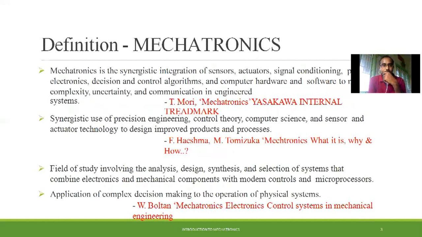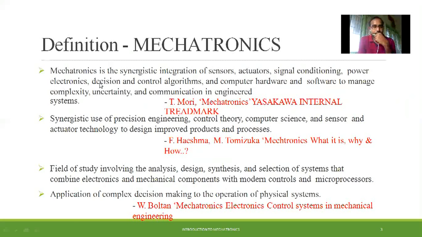Moving on to the different kinds of definitions given by different authors, we'll be seeing roughly this definition. Mechatronics is a synergetic integration of sensors, actuators, signal conditioning, power electronics, decision and control algorithms. We have already discussed previously that mechatronics is a combination of both mechanical and electrical, which will be organized or controlled under the guidance of IT-based systems, nothing but computer science or information technology.